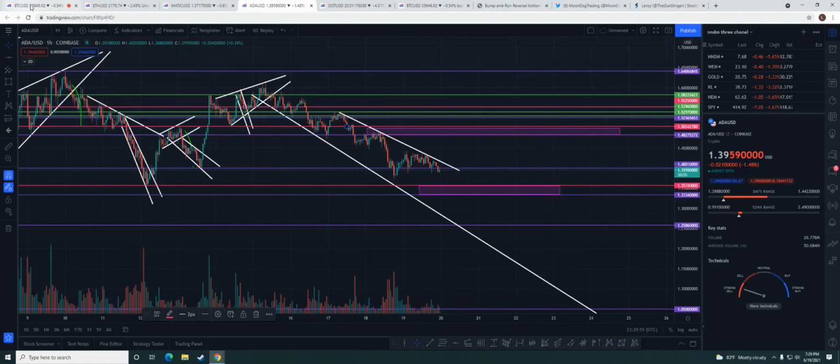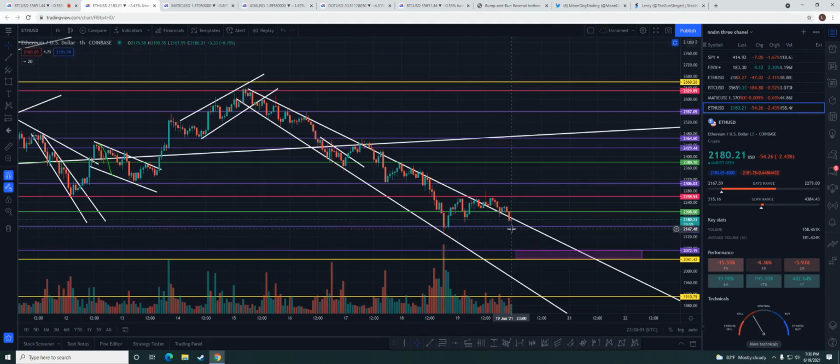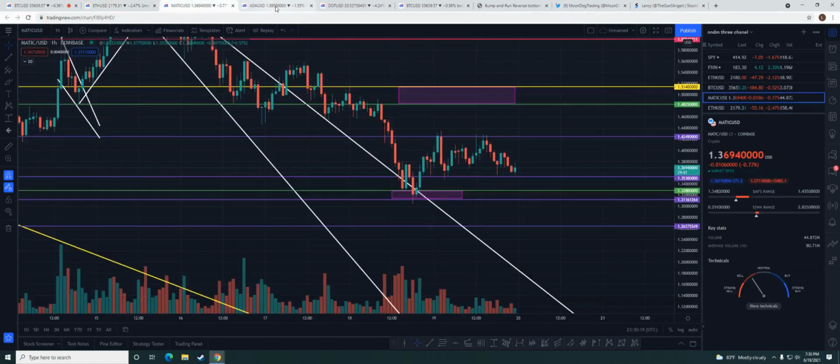So we got Bitcoin out of the way, head and shoulders, maybe potential bump and run in the future. Ethereum, we want to see it hold this 2150 area. I mean, 2120 was the bottom, right? So we can draw a little line there. So yeah, that's a potential rollover and bounce there. Okay, so these are just the areas.